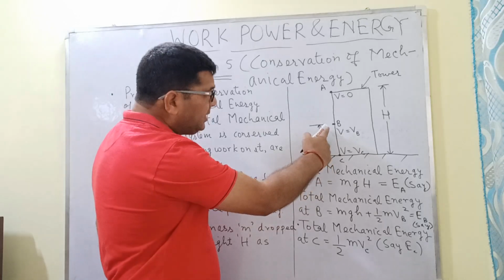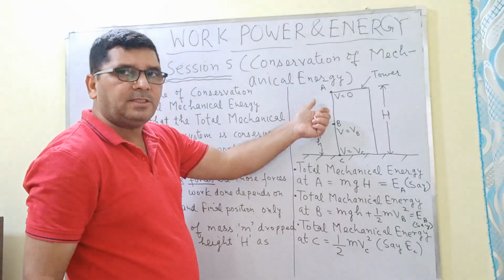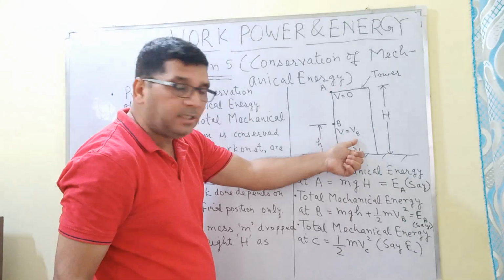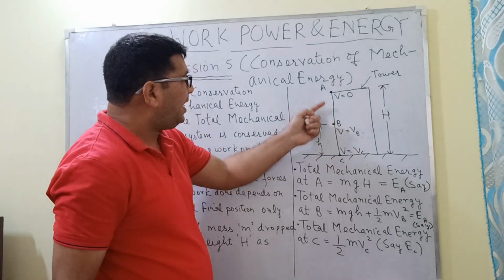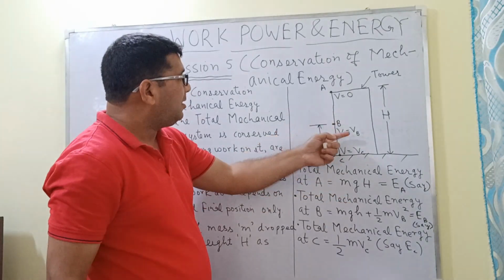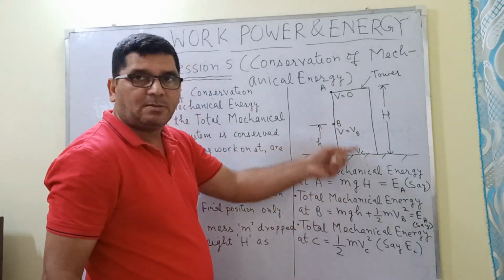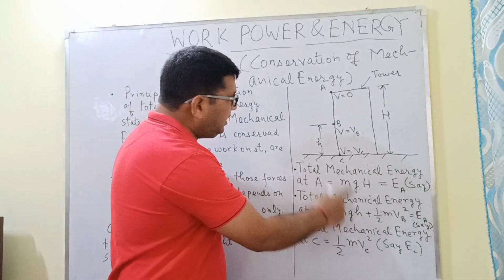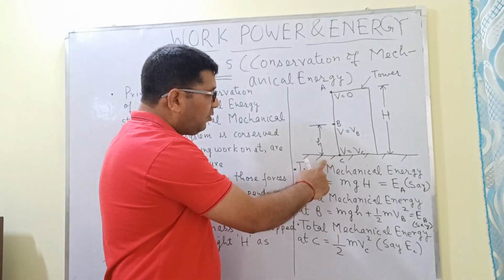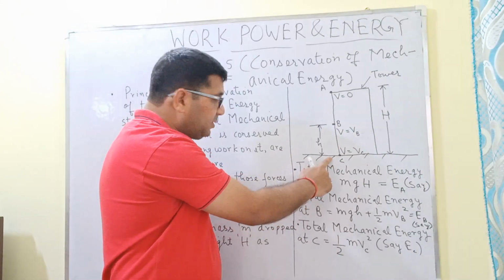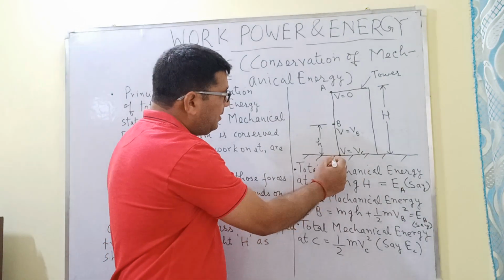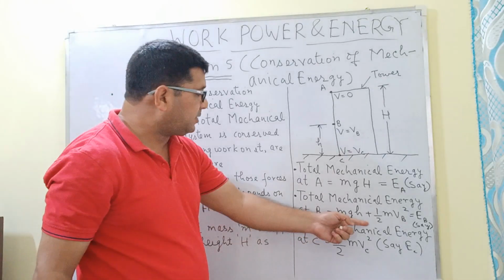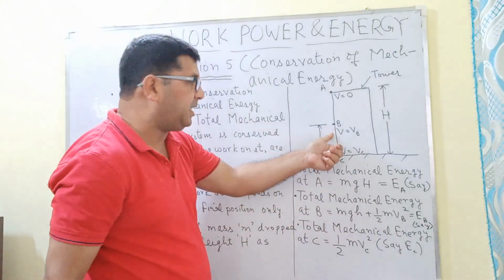So at this point B, the ball will gain some velocity. The velocity here, I have taken it as vB. So at this point, the total mechanical energy in the ball will be the sum of the potential energy plus the kinetic energy. The potential energy is equal to mgh, where h is the height of this ball from the ground or from the surface, and half m vB square is the kinetic energy. So this is the total mechanical energy of this ball at the point B.